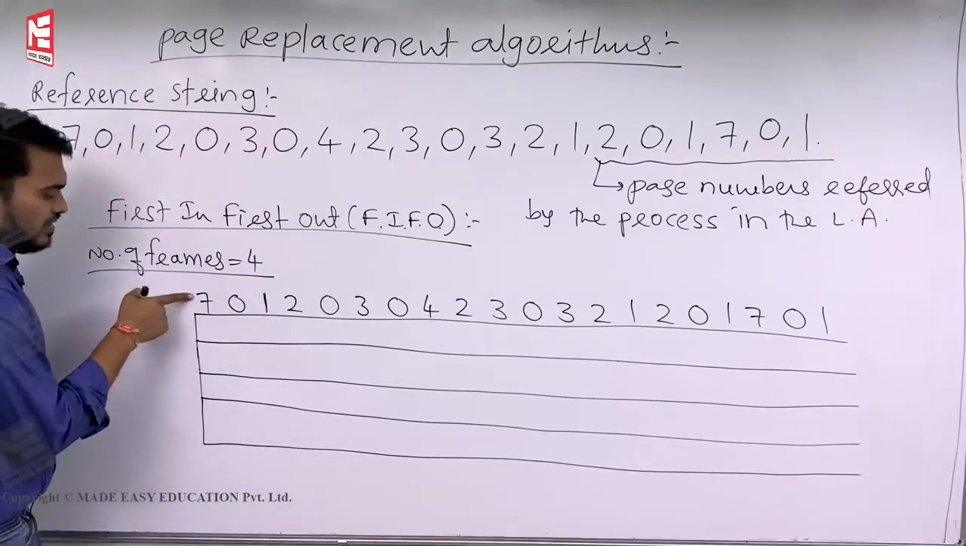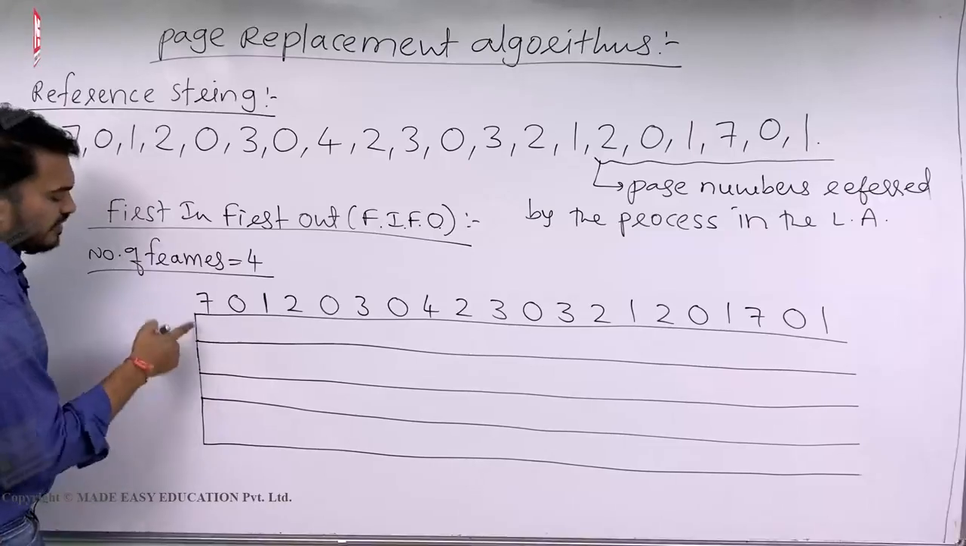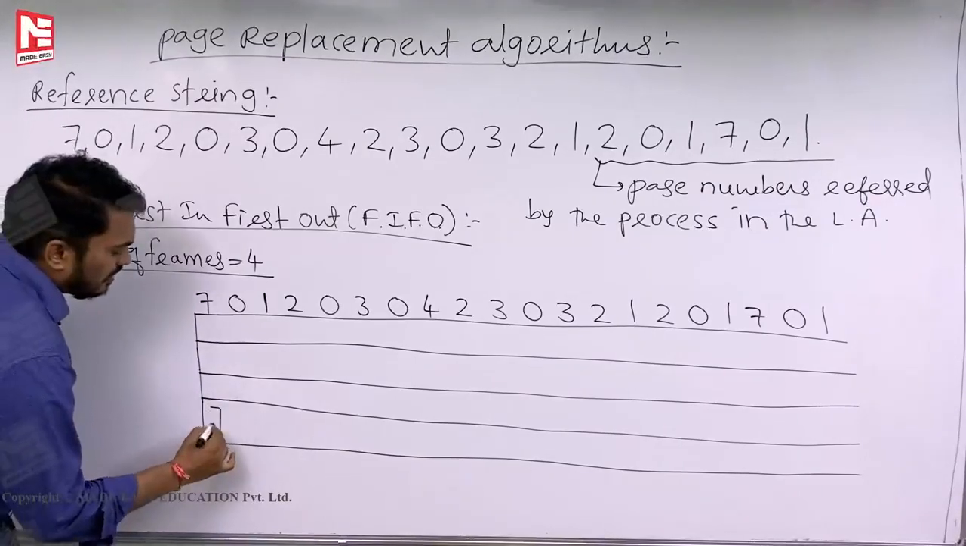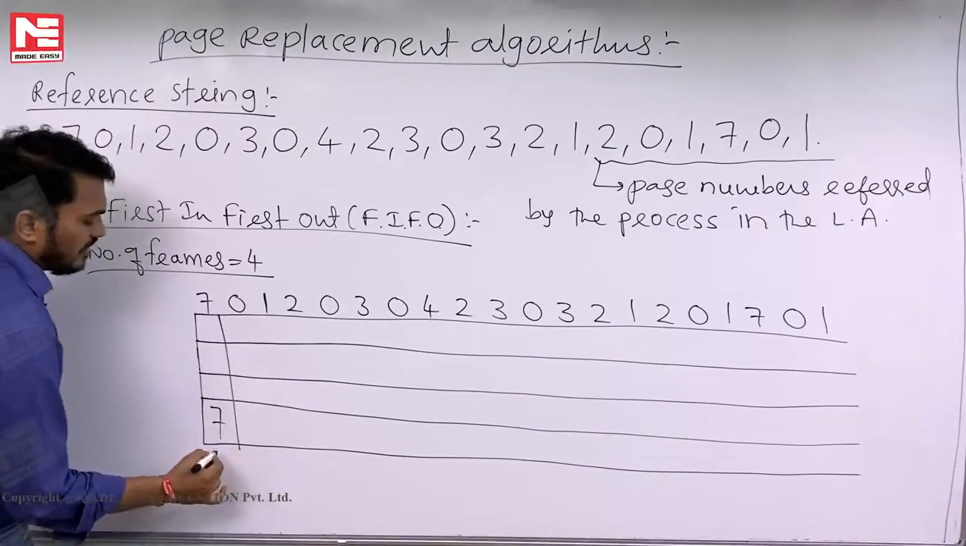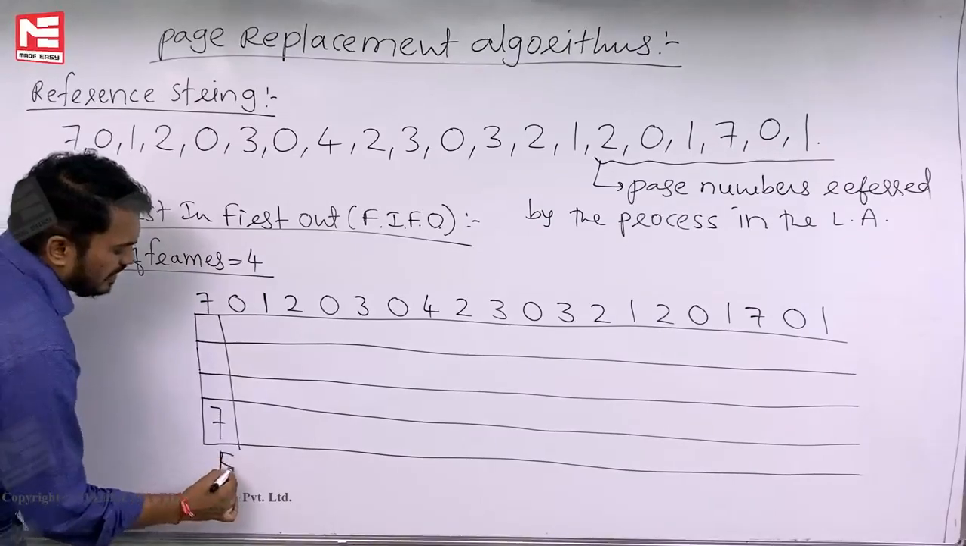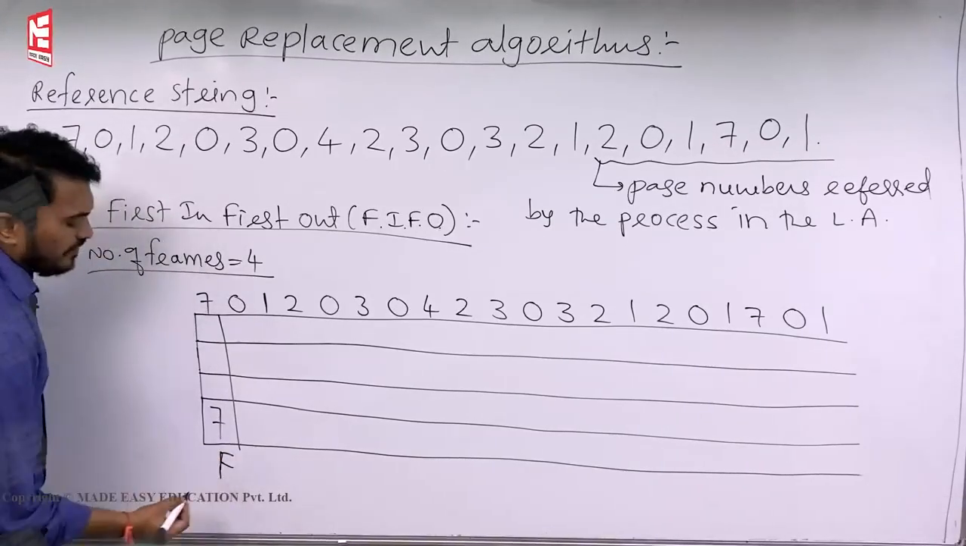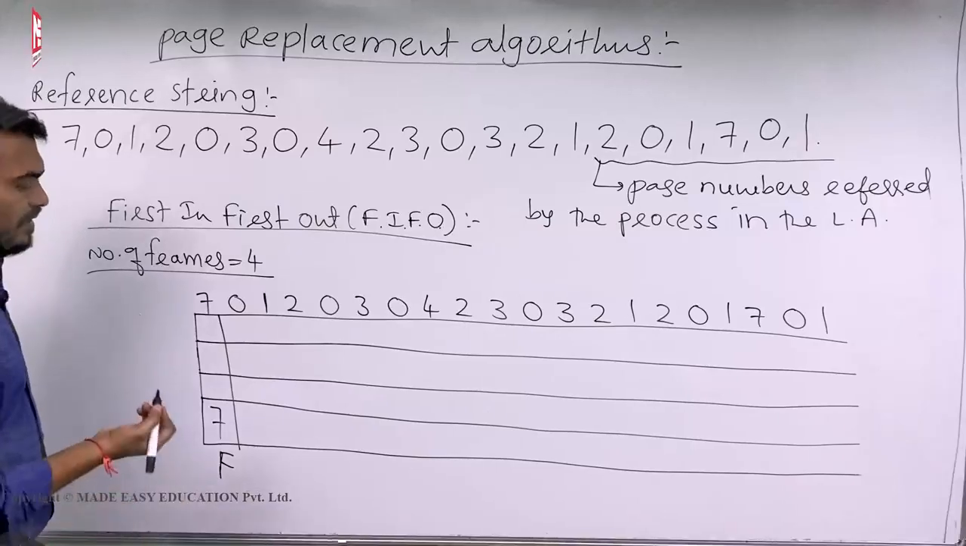So the first is what here? 7. 7 is not there in any frame here. So we are going to load that into some frame here. Remember that is called as what? Page fault. Okay, so I am writing F. F means fault, or a page fault.